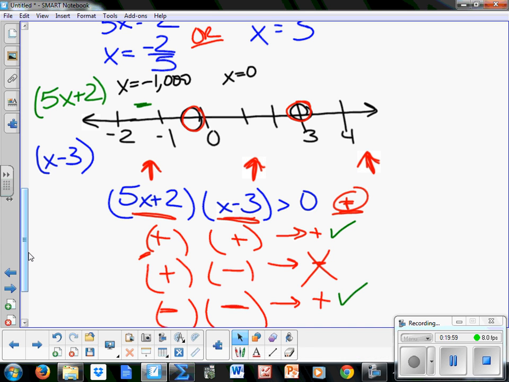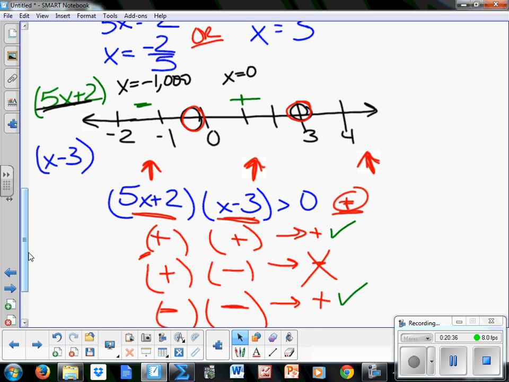So 0 is greater than negative 2/5, and it's also less than 3. So it's still in the middle. I can use that. If I plug 0 in for x in this factor, 5 times 0, 0 plus 2, that is going to give me a positive value. So every other value in the middle of those two boundaries is also going to give me a positive factor if we plug in any of the values between negative 2/5 and 3.